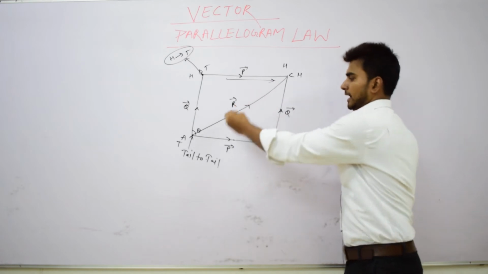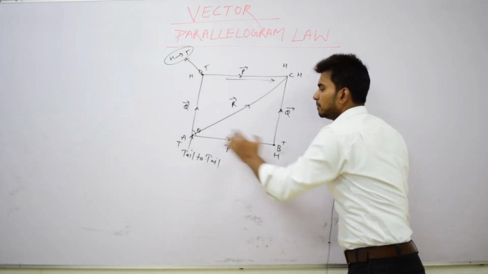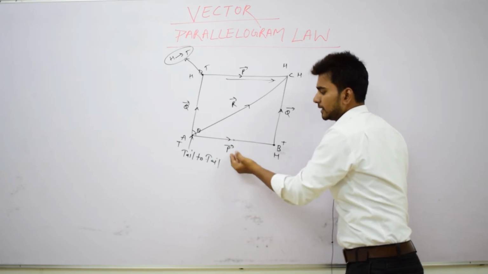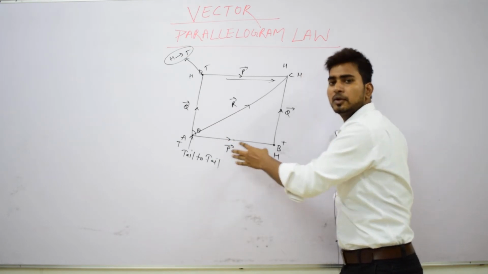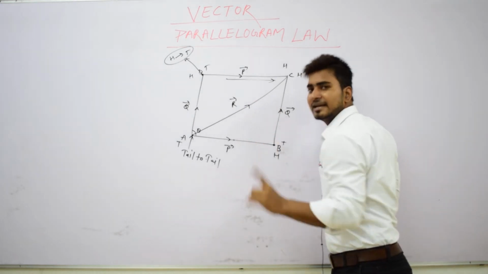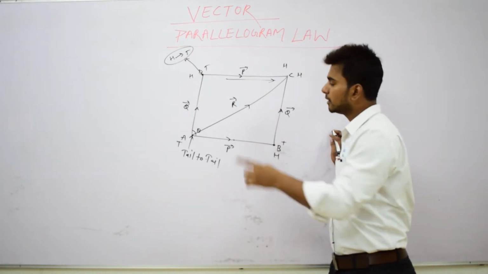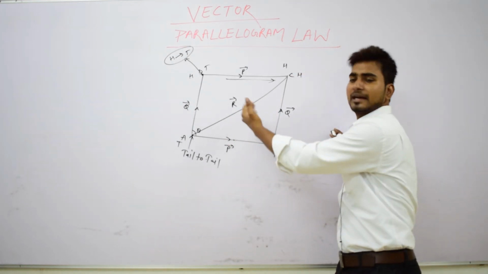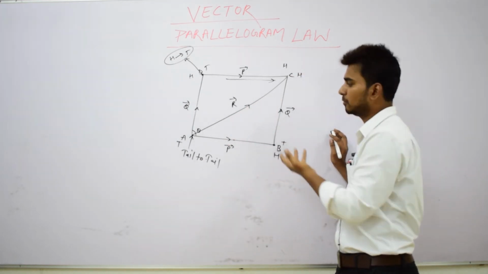That if two adjacent sides of any parallelogram are represented by vectors in magnitude as well as in direction, then their resultant will be represented by the diagonal of that parallelogram. By the graphical method it is very clear, and I hope there is no problem.